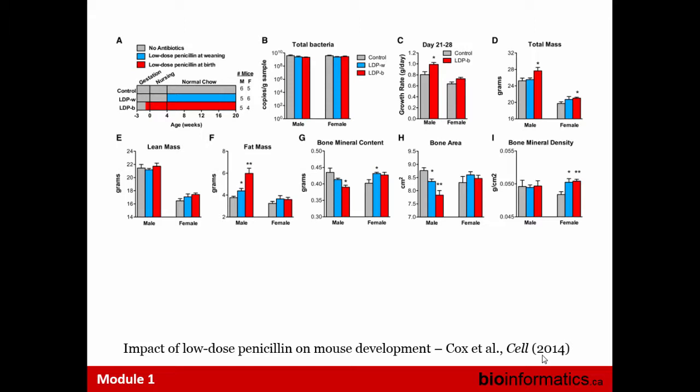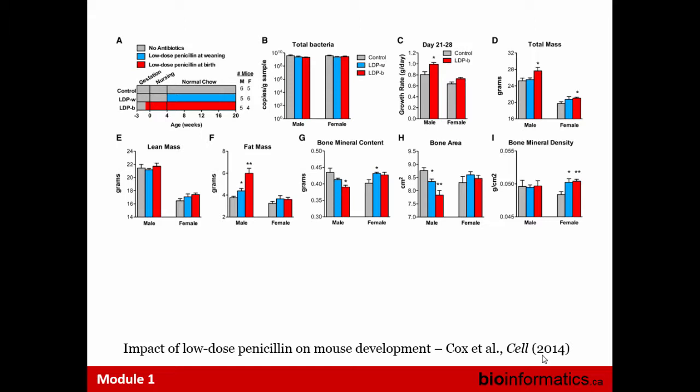But here's the experimental design, basically. Control, right, no antibiotics. This is gestation, nursing, and then normal mouse chow. Control, no antibiotics. LDP and weaning, blue, right, so the antibiotics started here at 4 weeks. And the B was birth, basically a little bit before birth. So during nursing and through mouse chow, they got the low-dose antibiotics. And then they characterized things a million ways, right? And just let me draw your attention to a couple of things.